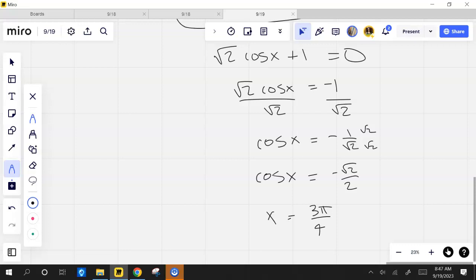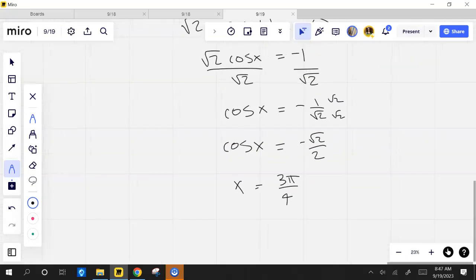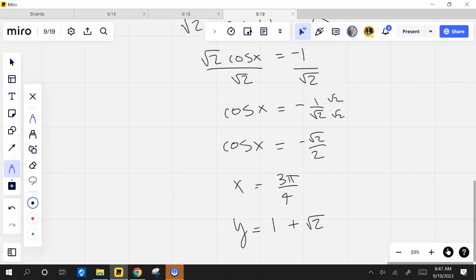The horizontal tangent. So this means, remember, for an equation of a line, I need a point and a slope. I have a slope and half a point. How do I find the other half of the point? Plug it into the OG equation. y equals 1 plus root 2 cosecant 3 pi over 4 plus cotangent 3 pi over 4.